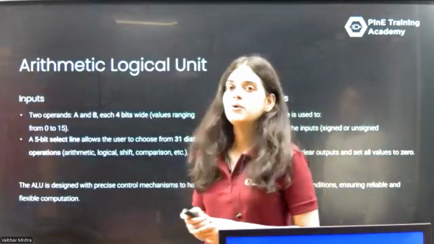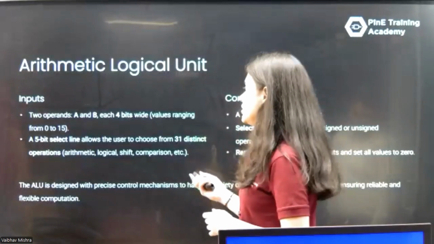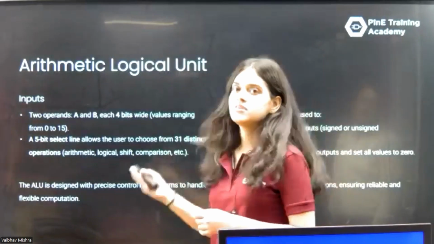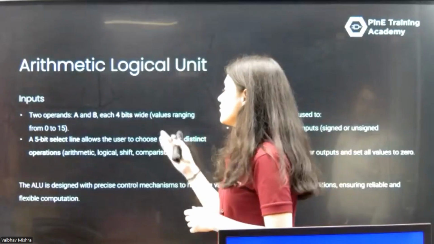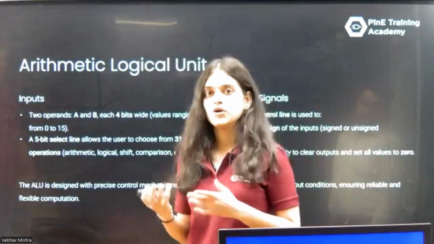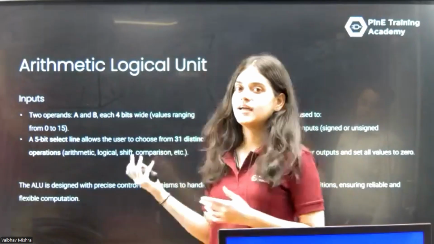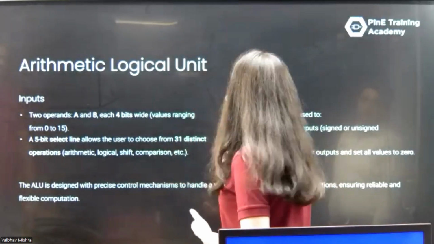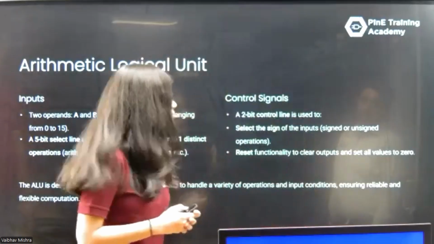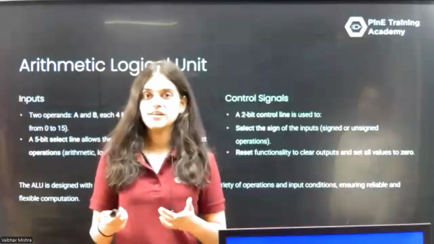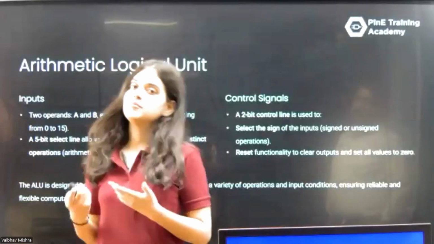Now, our ALU has two inputs, A and B. Both are 4-bit values, and their values can range from 0 to 15. We also have a 5-bit select line that allows us to select from the 31 different operations. We can use the select line to give the proper operation that we want to perform. Then we have control systems. There is a 2-bit control line that is used to select the sign of our operands A and B. That can be positive sign.